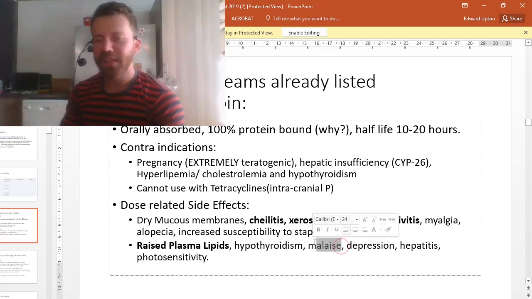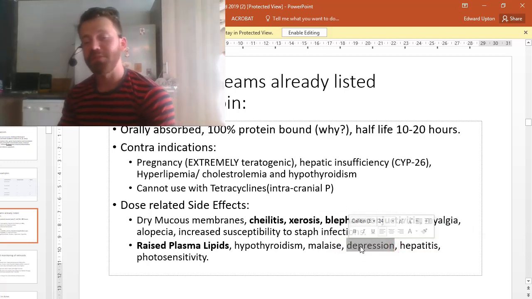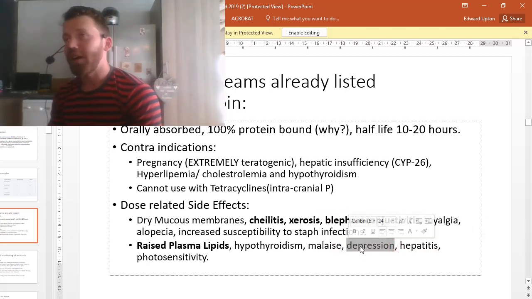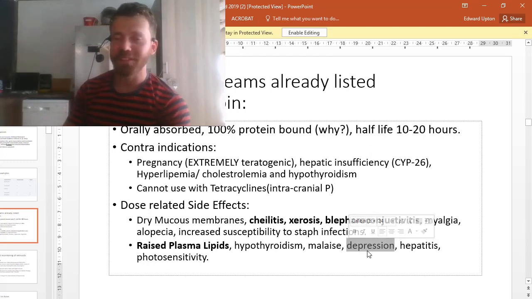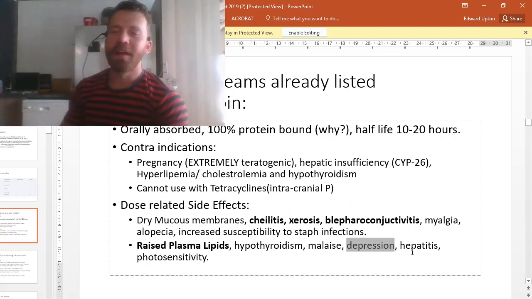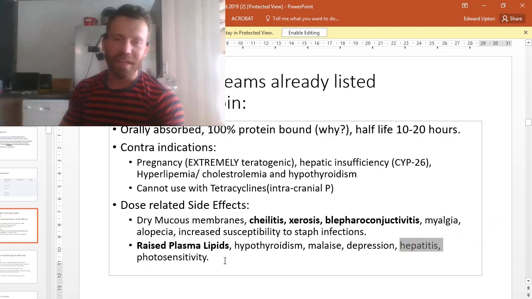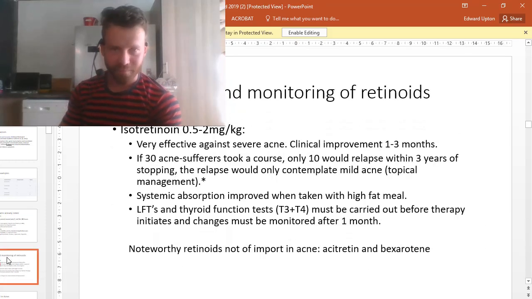Malaise, a feeling of tiredness, depression. Not sure if it's depression because of the drug or it's depression because of that stage in your life, because we normally use these for young people, so maybe it's a depressed time in their lives. But anyways, be aware that this drug is paired with depression at the very least. Hepatitis, meaning liver inflammation, and photosensitivity, meaning your skin is sensitive to the sun.